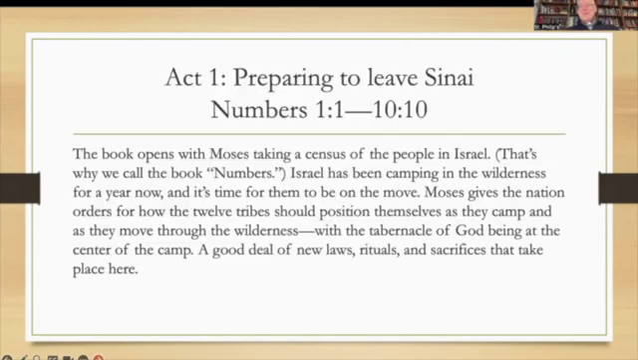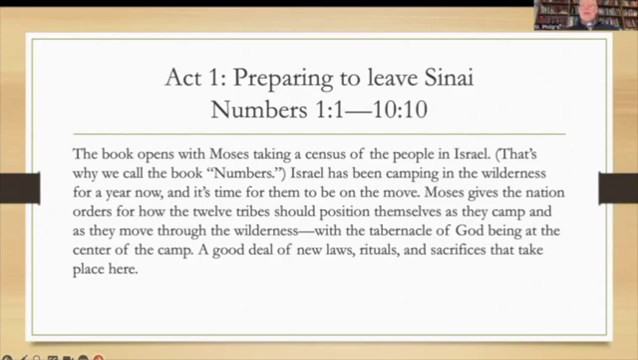So chapters 1 through 10, we get the preparation to leave Sinai. This begins with a census. Moses is taking a census. And that's why actually the book is called Numbers, because they're numbering the people. Israel has been camping in the wilderness for about a year, and it's time for them to get moving. So they got the law, and now it's time to go.